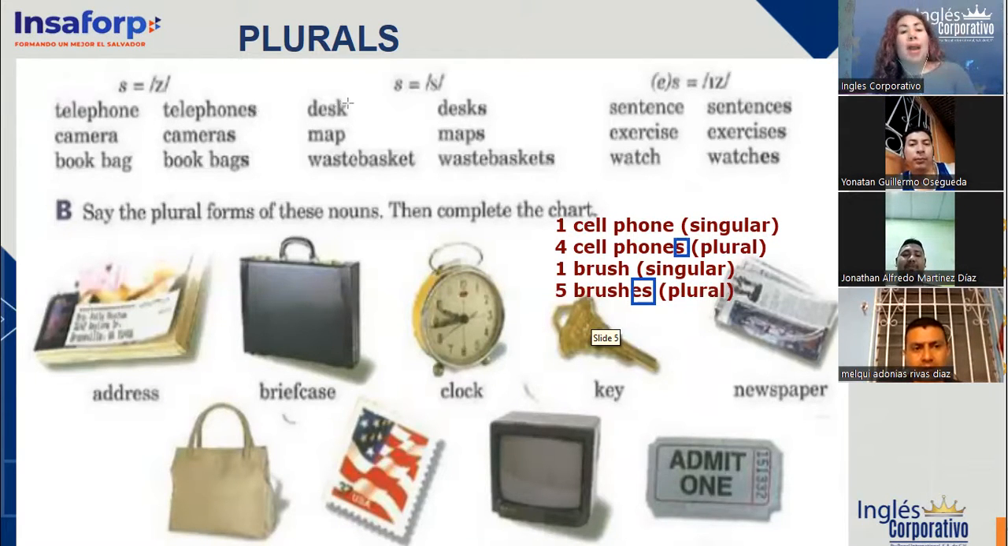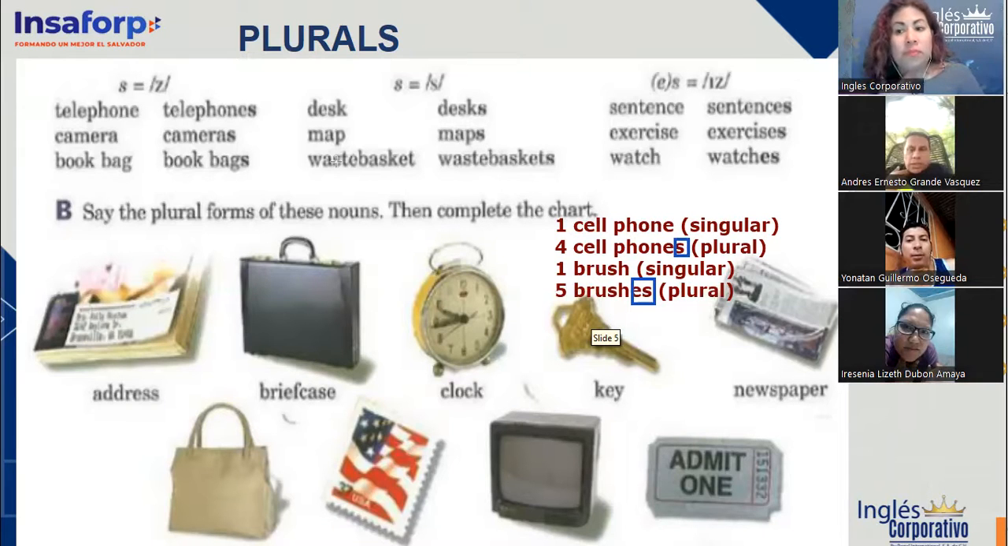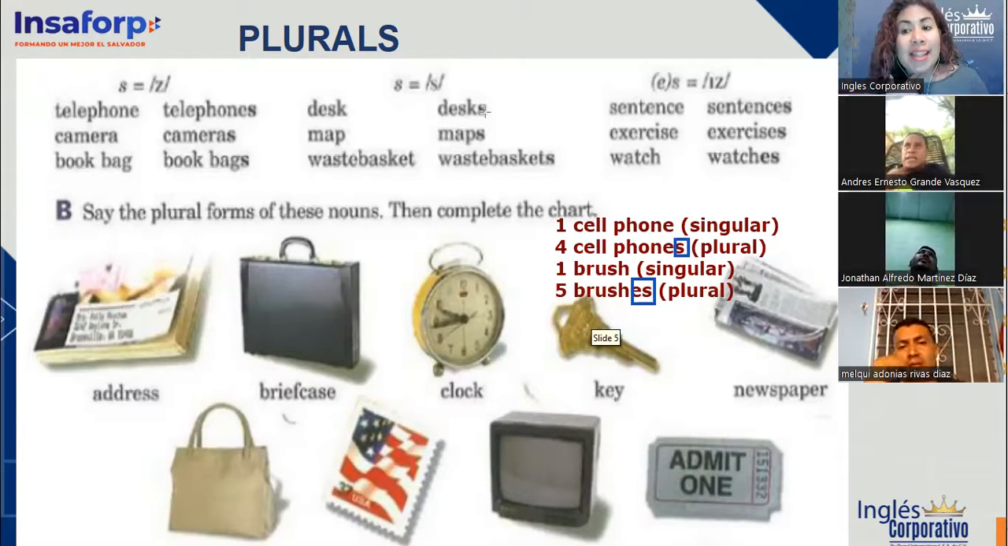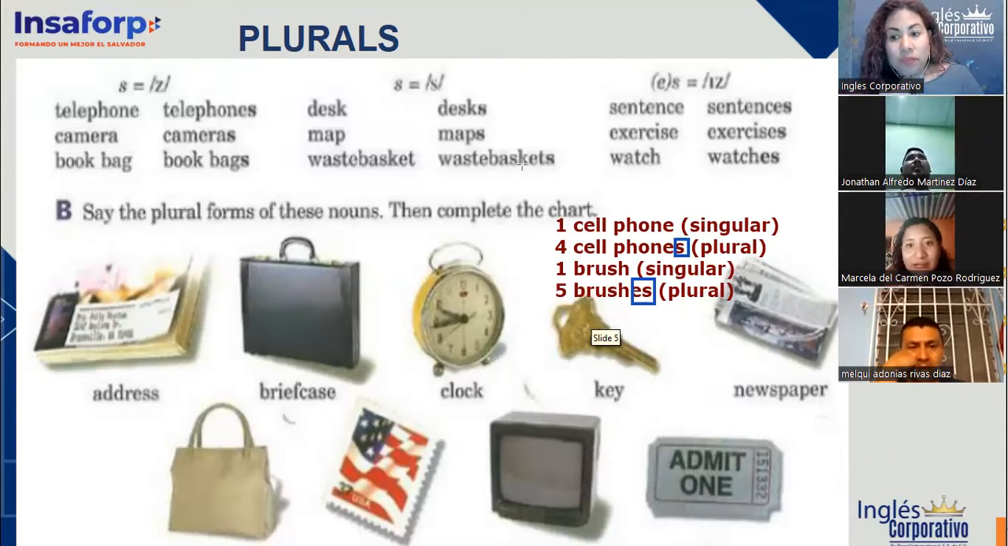Okay, very good. Ahora hagan lo mismo y pronuncien conmigo. Desk. Map. Notebook. Waste basket. ¿Qué sintieron al final? Nada. Exacto. No hay nada. Como no hay nada, entonces cuando se le agrega la S, solo va a ser desks. Maps. Waste baskets. ¿Han entendido la diferencia entre los dos?